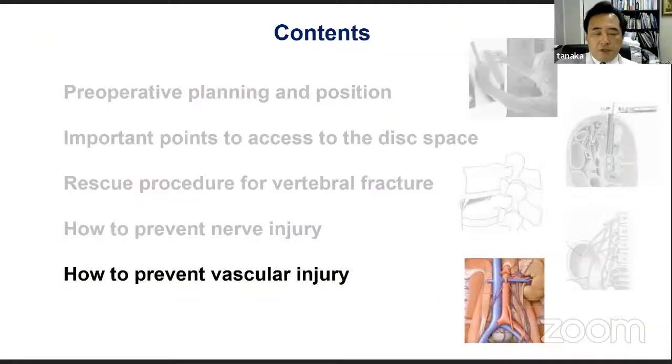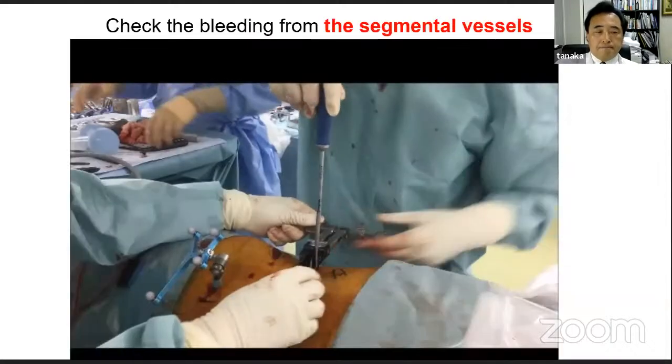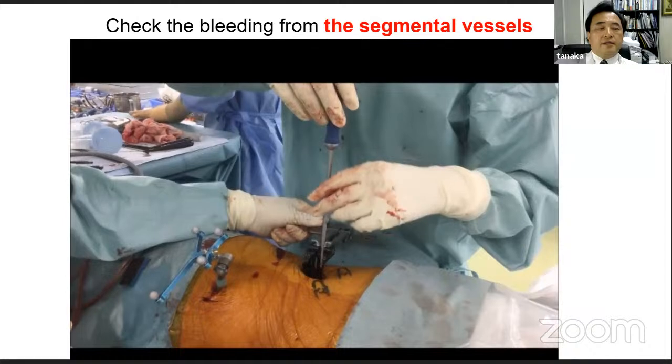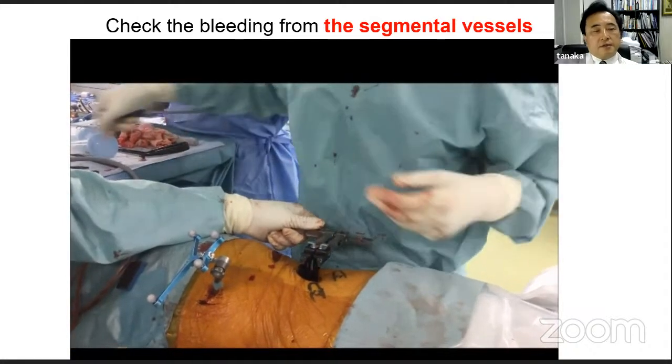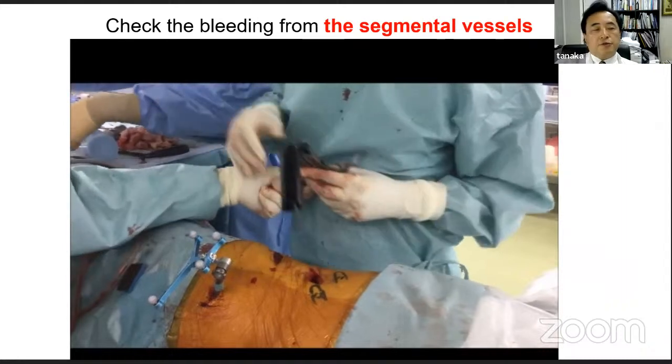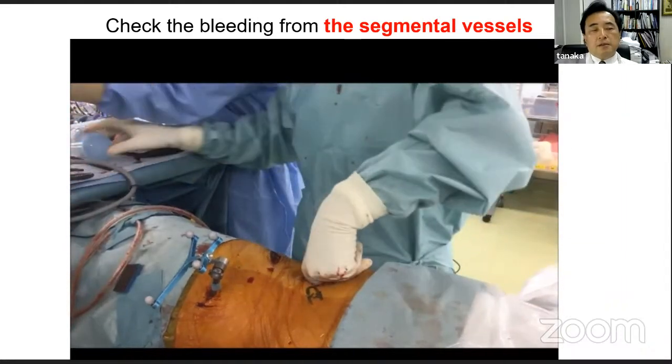The final one is how to prevent vascular injury. Sometimes you use this kind of pin to fix the retractor. This pin sometimes injures a segmental vessel. You should pay attention to the segmental vessel. This is a small vessel, but if you injure it, there is a lot of bleeding, because in the retroperitoneum there is nothing to prevent the bleeding. But usually bipolar is available.